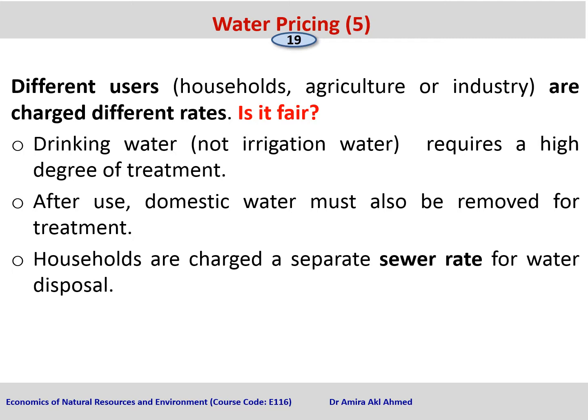Household water requires a high degree of treatment because it must meet drinking water standards. In contrast, irrigation water is not required to meet the same quality standards and thus is cheaper to supply. After use, domestic water must also be removed for treatment. In many cities, households are charged a separate sewer rate for water disposal in addition to the charge for their water supply.